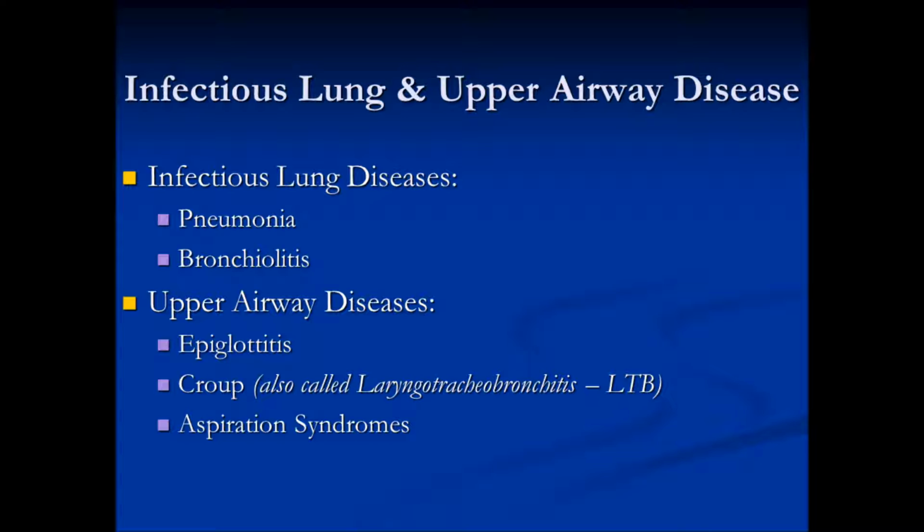The most common causative organisms of perinatal infections are enteric organisms like E. coli and group B strep. And group B strep is often abbreviated GBS.